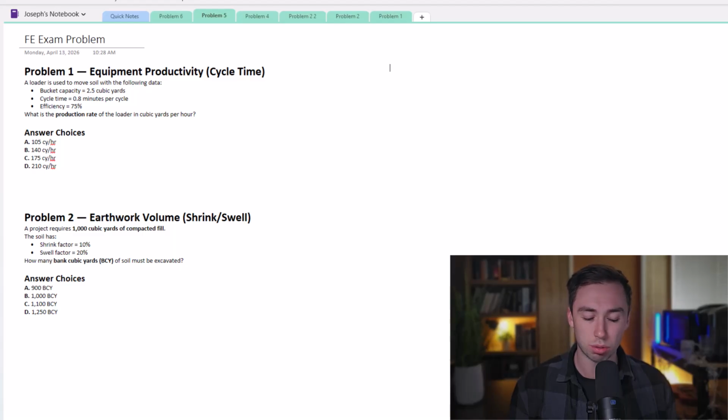I'll write out the solution right here. Problem 1 is equipment productivity. A loader is used to move soil with the following data. So it's a bucket capacity of 2.5 cubic yards per bucket. The cycle time is 0.8 minutes per cycle, and the efficiency is 75%. What's the production rate of the loader in cubic yards per hour? Okay, so let's take stock of everything we got. 2.5 cubic yards.